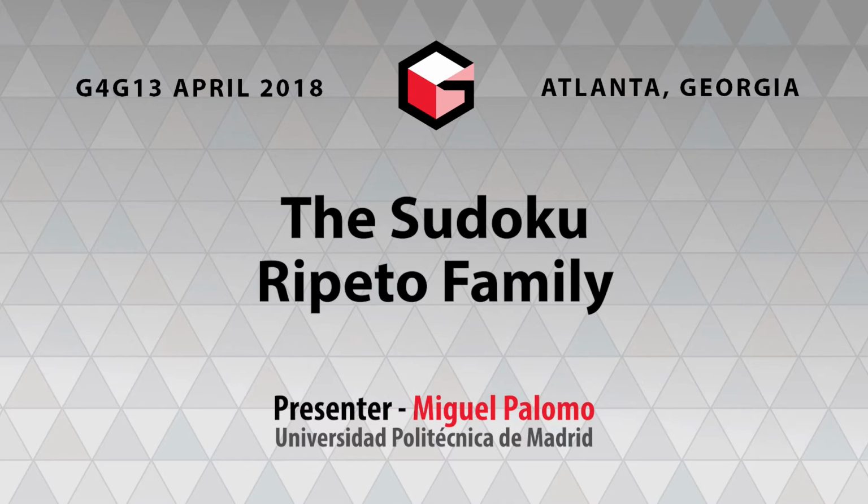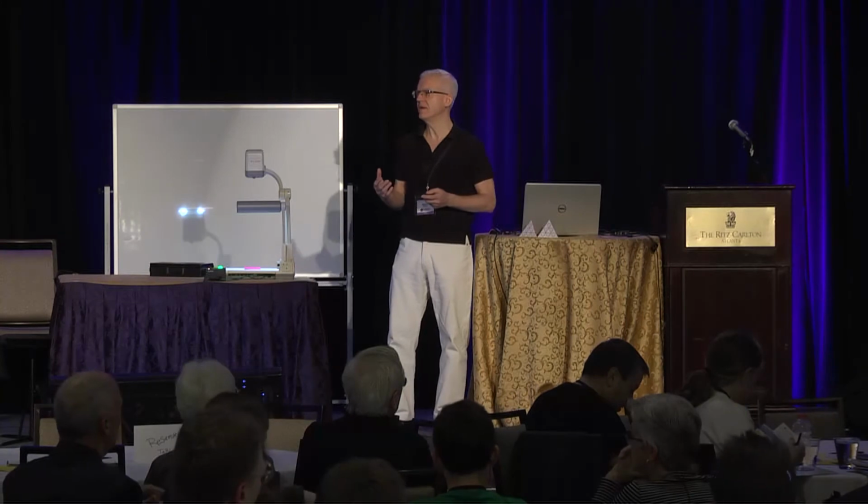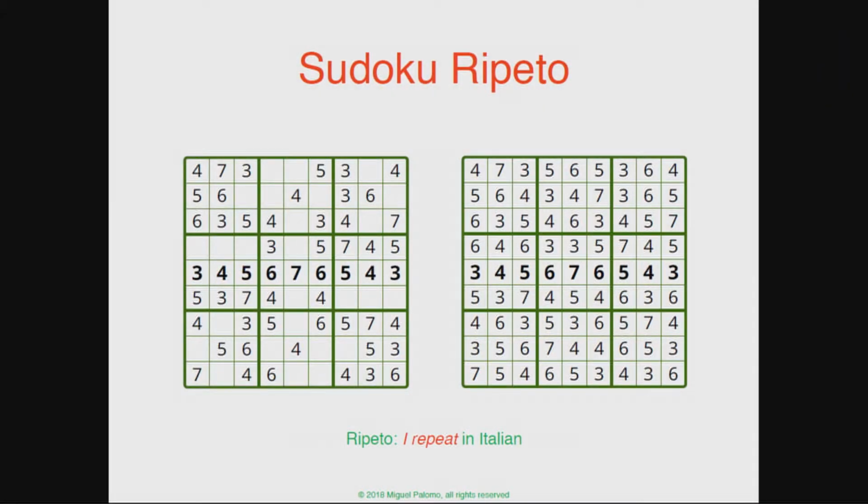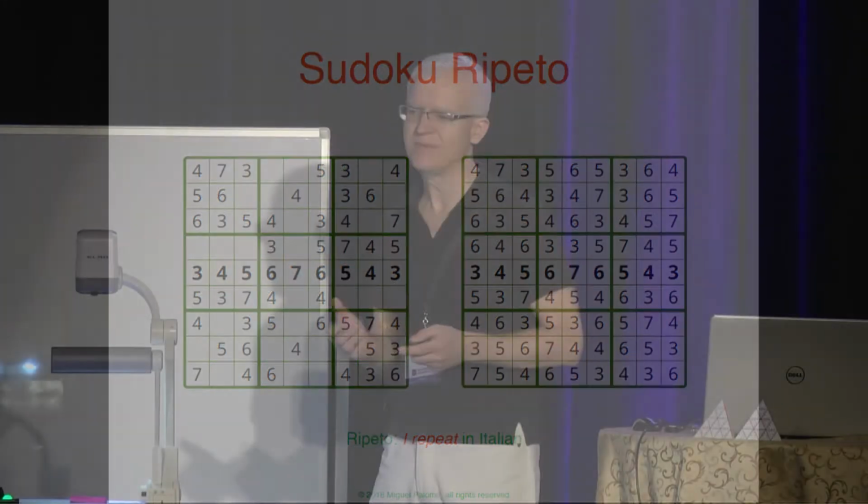As you know, classical Sudoku is played with 9 different symbols, usually numbers 1 to 9. Sudoku Ripeto is played with repeated numbers. Here you see an example. You play with the digits shown on the middle row, and they form a palindromic number that happens to be prime. It's a nice number.